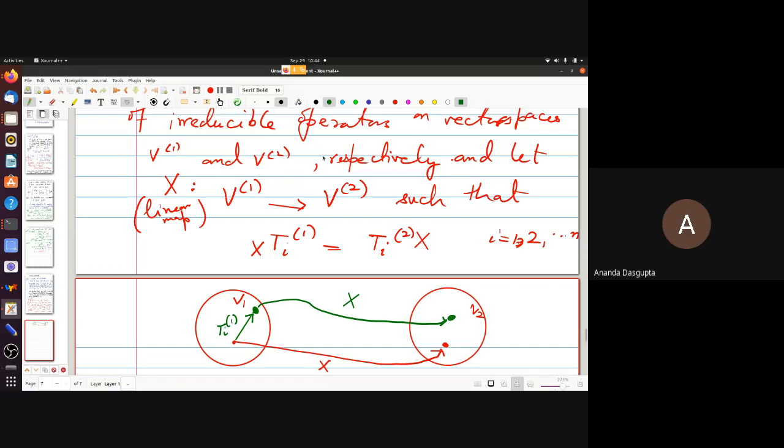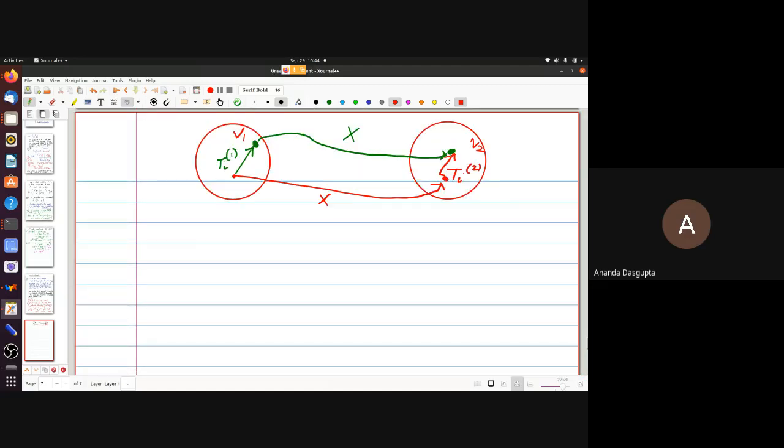What this is telling me is simply this: if I first apply X to go to V2 and then apply Ti2 to go to the final result, the result will always be the same as applying Ti1 first to move within V1 and then applying X. So mathematicians have a name for this kind of stuff. They say that the diagram commutes, which essentially means that whichever way you go, you get the same result.